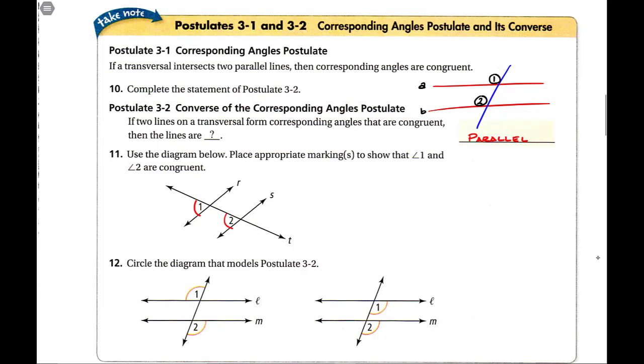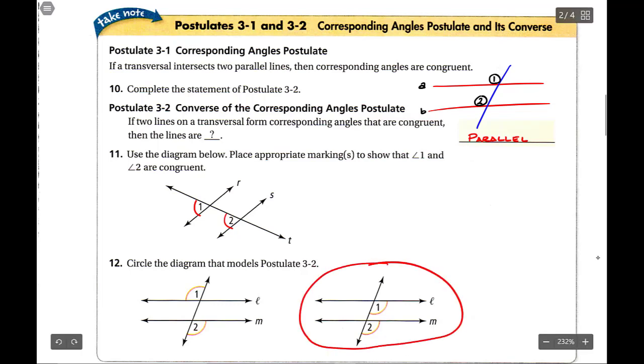And then finally, number 12, circle the diagram that models theorem 3.2 or postulate 3.2. Postulate 3.2 just says if two lines and a transversal form corresponding angles that are congruent, then the lines are parallel. In this first diagram, we have alternate exterior angles, so those are not corresponding. But in the second diagram, we do have two corresponding angles that are congruent, so that means that lines L and M have to be parallel.